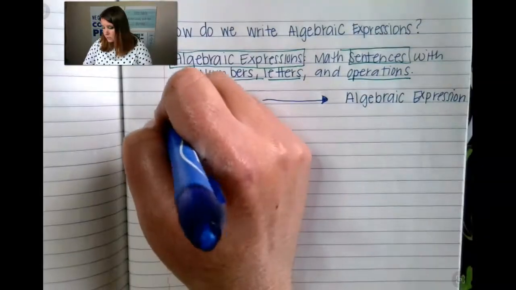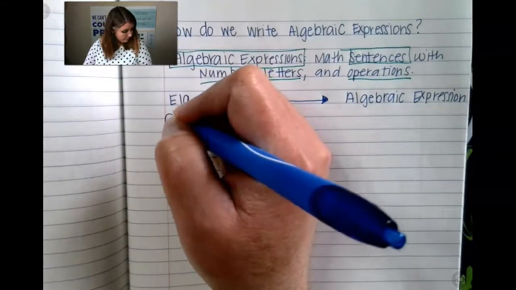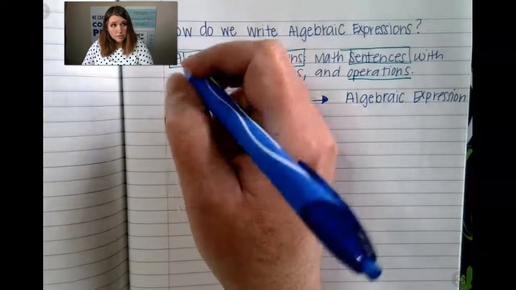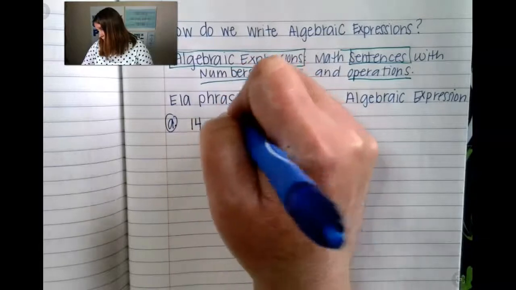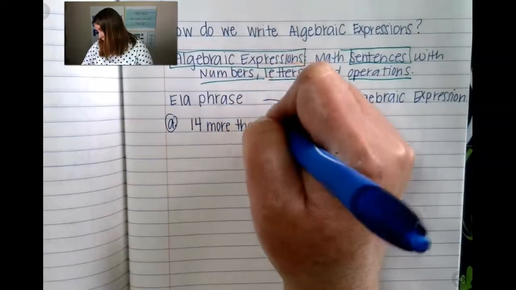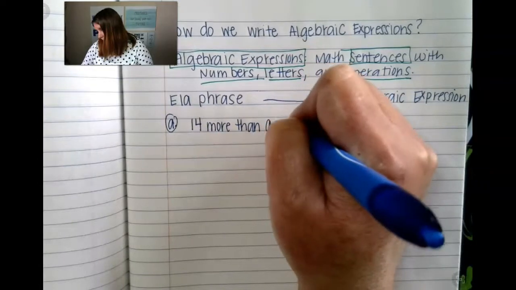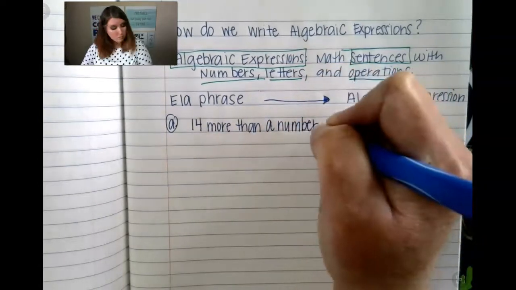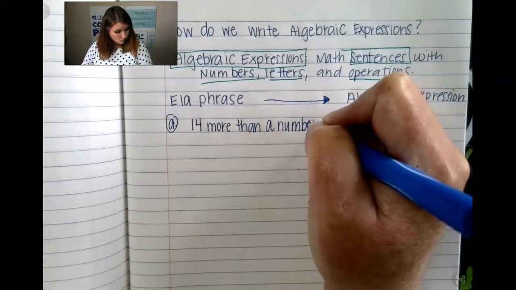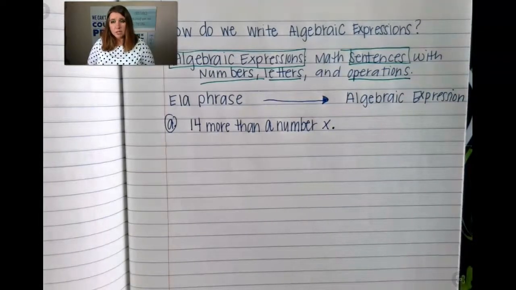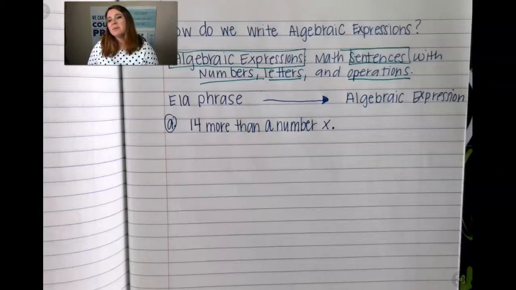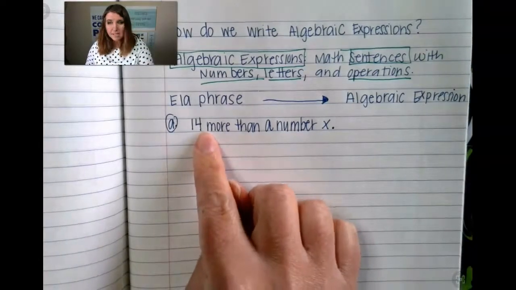So our first one that we're going to look at is 14 more than a number x. All right, right off the bat, they have us looking for some buried treasure. Just kidding. Okay, so 14 more than a number x. So we have to look at our clue word here. Our clue word is more than.